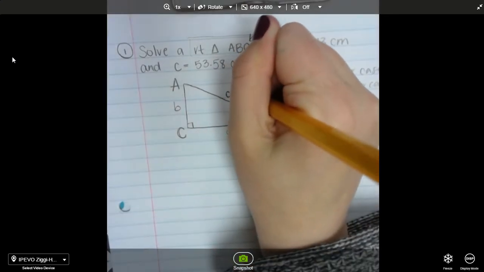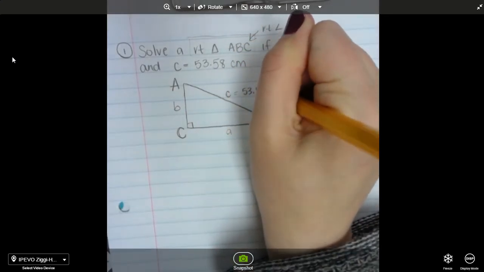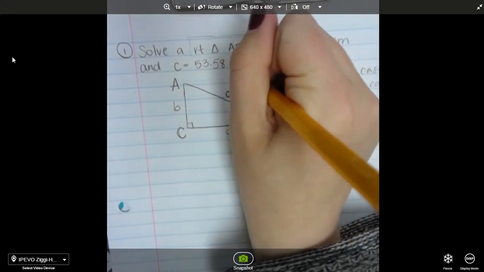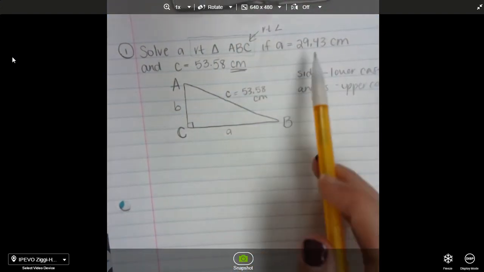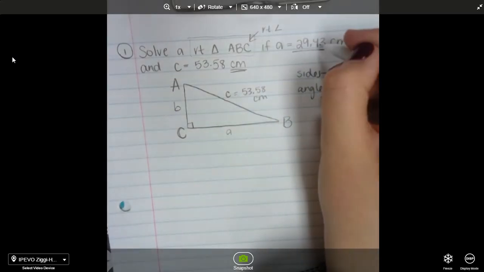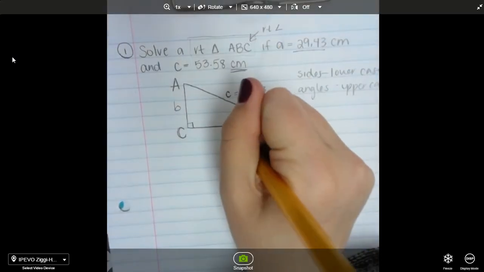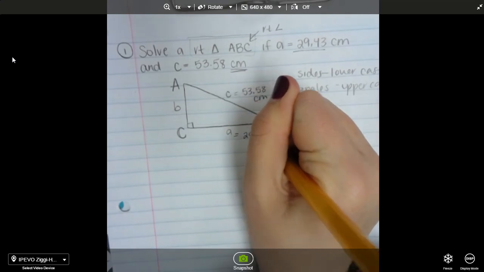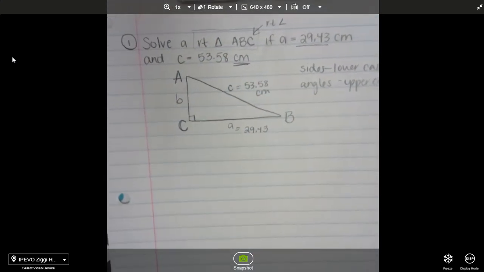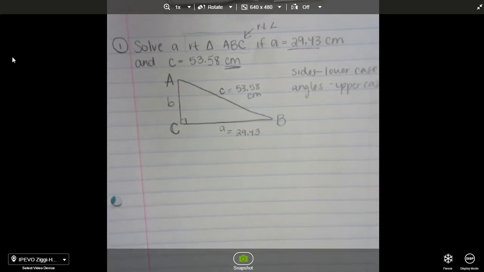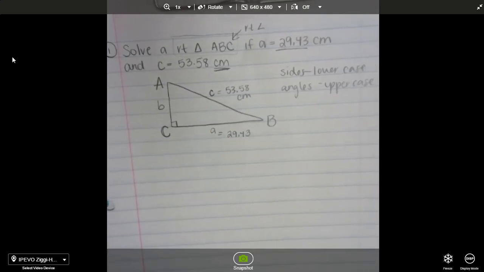So here we have c is 53.58 centimeters. And again, we also know it's a side because it says centimeters. So we know that angles aren't measured in centimeters. And then we have side here, 29.43 for side a. And now we want to solve the right triangle using a combination of trig, inverse trig, and Pythagorean theorem.